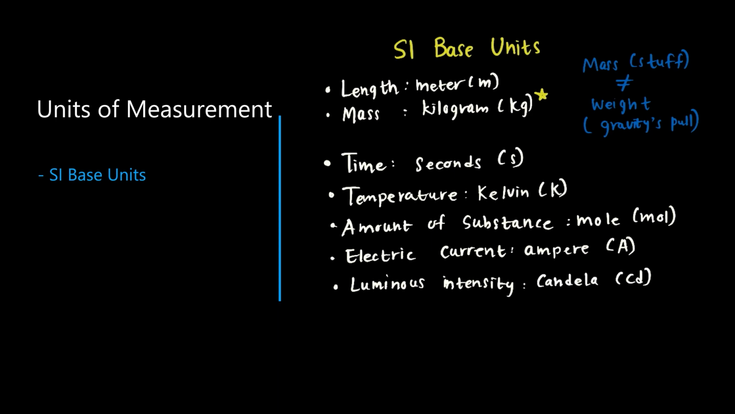The SI system also uses prefixes based on powers of 10 to handle very large or very small numbers. You've seen these before. Kilo for 1,000, milli for 1,000th, micro for 1,000,000th, and so on. For example, instead of writing 0.001 meters, we can simply write 1 millimeter.